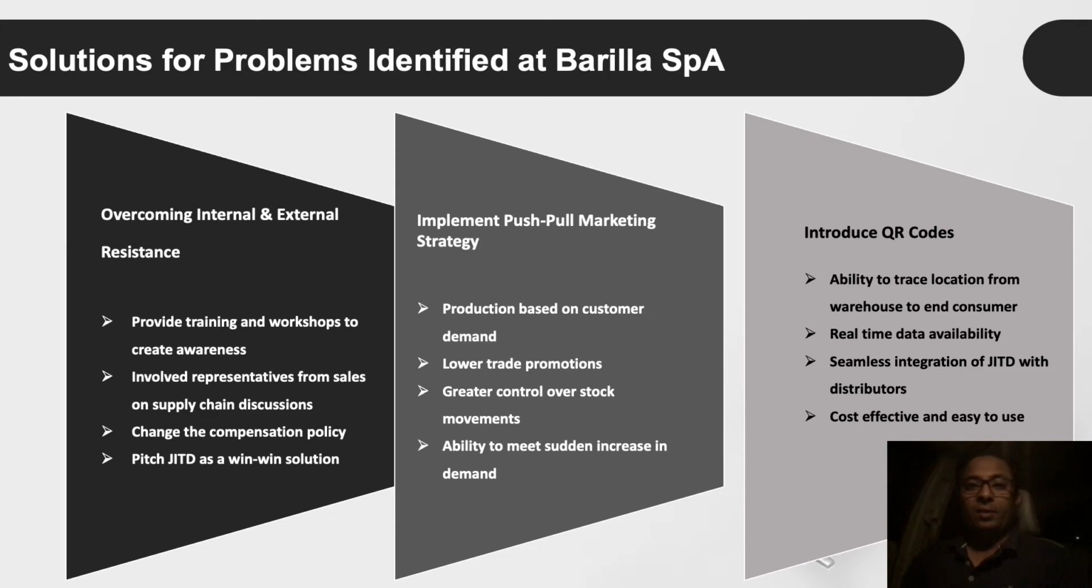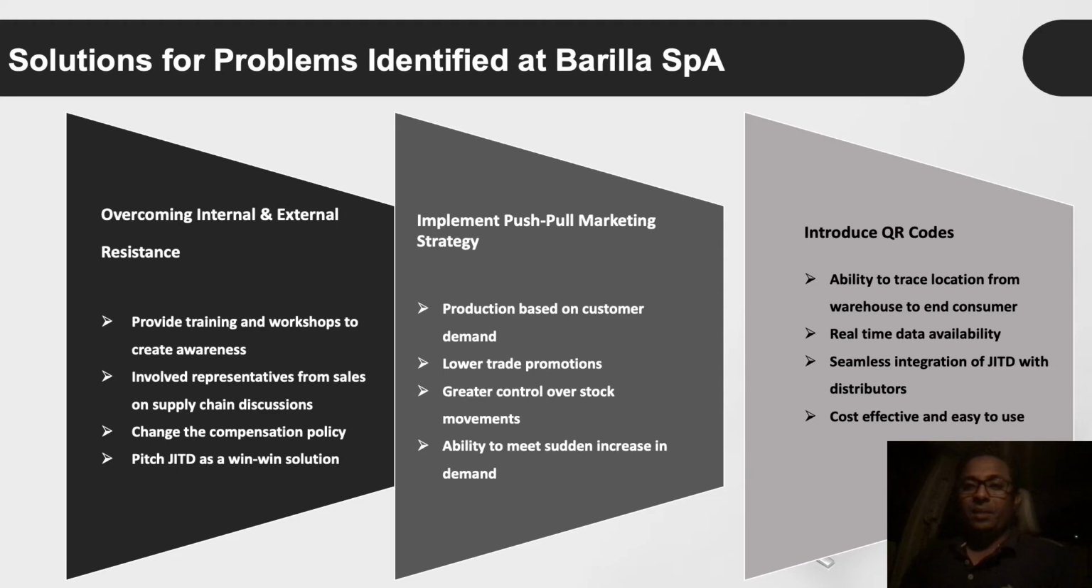Finally, we'll look at introducing QR codes. QR code is one of the latest technologies used to optimize supply chains. Barilla can use QR codes on all SKUs as well as the individual packaging to trace its location and other required details from warehouse to the end consumer. QR code technology will enable Barilla to integrate the stock management process more easily with their distributor network. Apart from location data, QR codes can carry product information from sourcing to manufacturing, sustainability data, and other required data, which can be used for marketing as well.